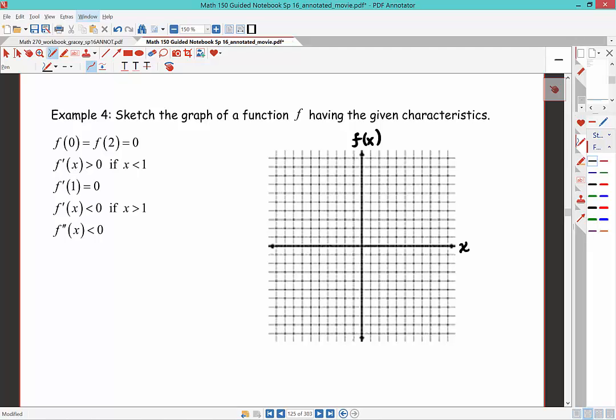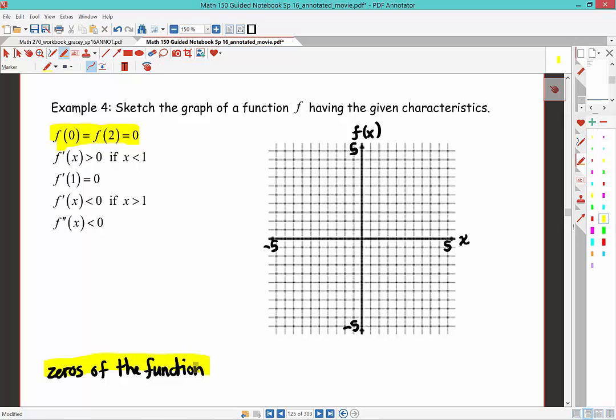So let's just have a scale of fives all around, okay? So what does this say? f at 0 equal to f of 2 equal to 0. What does that give us? Good. This gives us the zeros of the function, right? So that's what the yellow gives us. So let's go ahead and graph them, all right? So we've got an ordered pair at (0, 0) and an ordered pair at (2, 0).